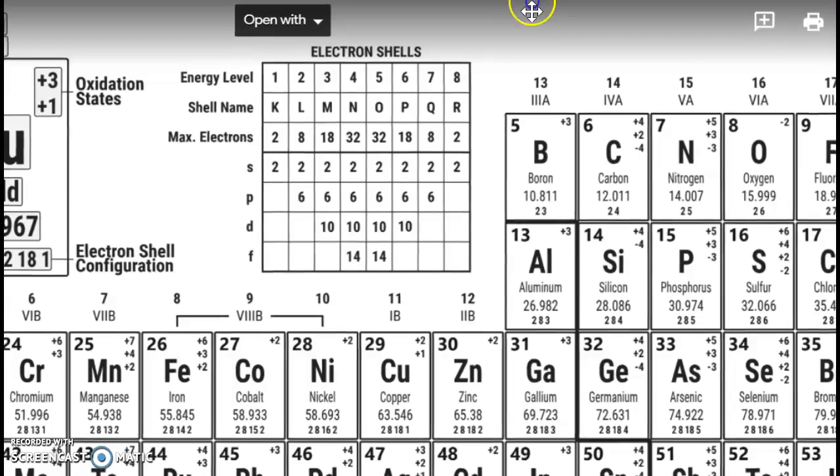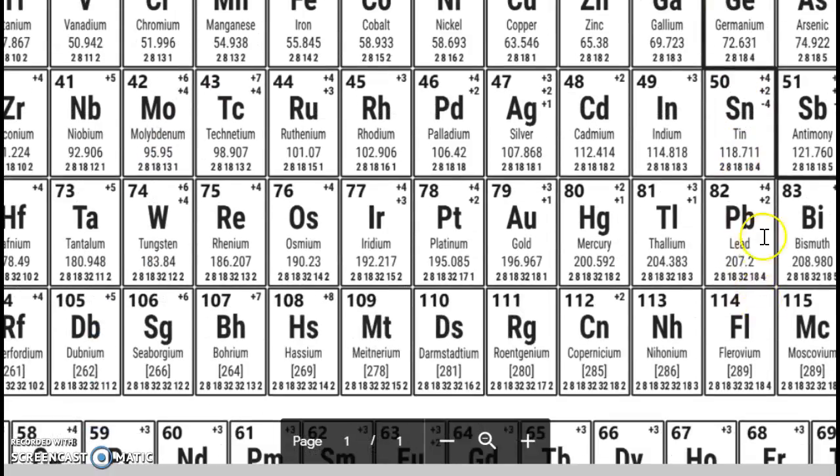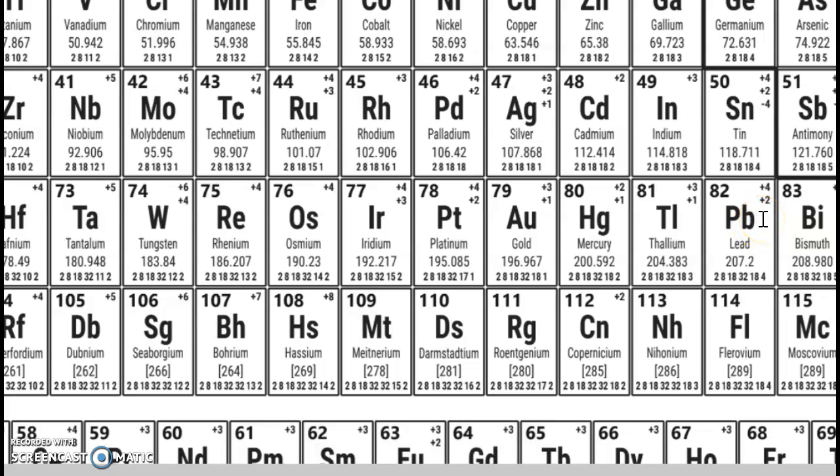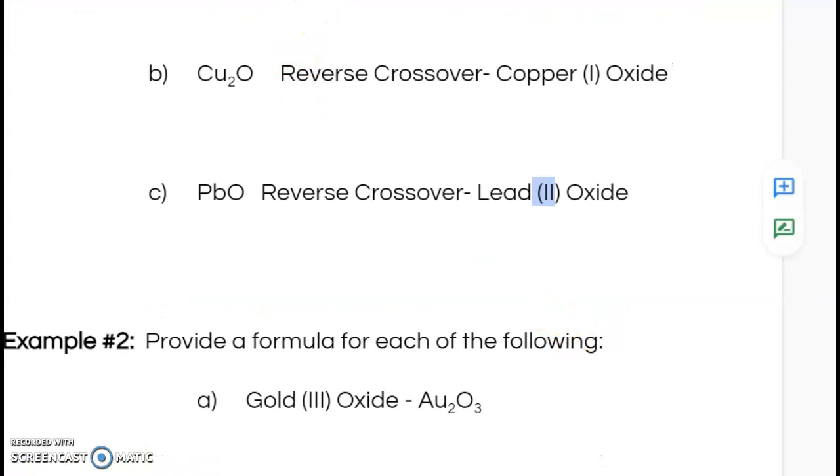So because it's a 1 to 1 ratio, we can simply assume that lead will have a +2 charge, because again, 1 to 1 ratio. So if we go back here, in fact it does. So the crossover is lead 2 oxide, and I simply just use the Roman numerals in order to determine that. Okay.